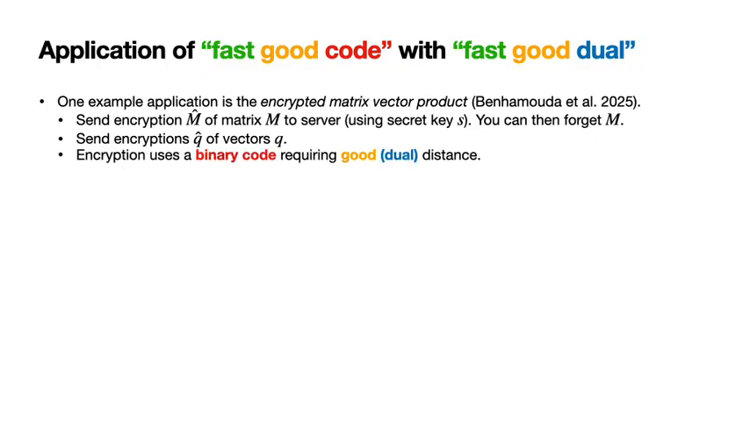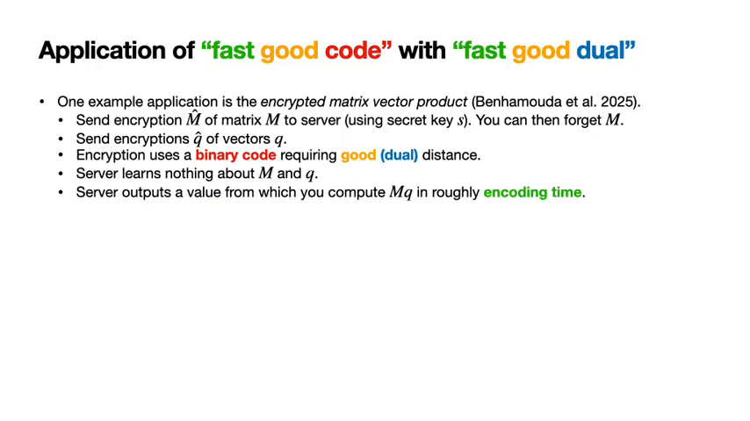The encryption procedure uses a binary code, and it has the requirement that the code as well as its dual have good distance. The better the distance, the better the security. The server in this setup learns nothing about the original matrix nor the original vectors. And the server outputs a value from which you can rediscover the matrix vector product in a time that's roughly proportional to the encoding time of the code. And interestingly, the key can be reused indefinitely.